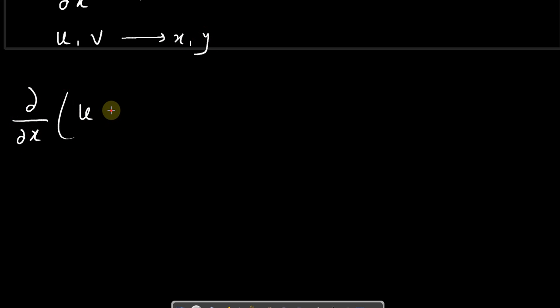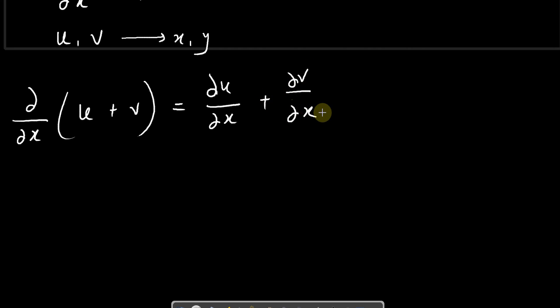Let's see some rules of partial differentiation. Let u and v be two functions of x and y. Then for the partial differentiation of the addition of these two functions with respect to x, we take the derivative of each separately. Similarly, we take the derivative of subtraction separately. Similarly, we take the partial derivative with respect to y also separately.